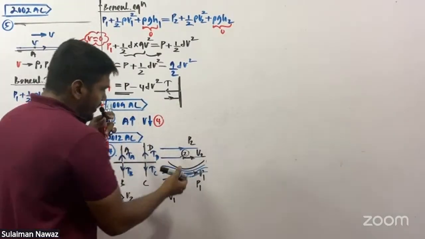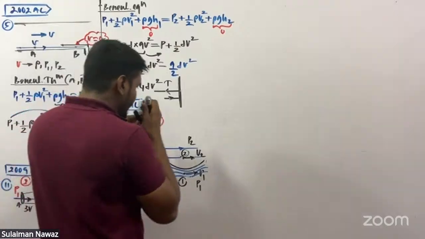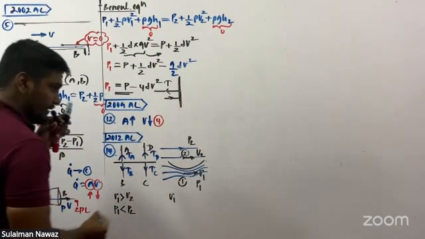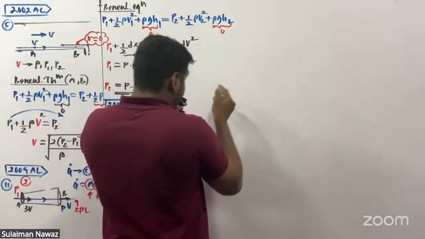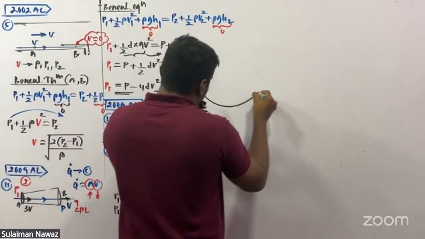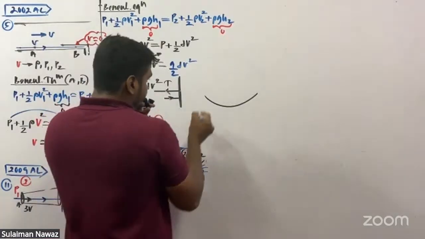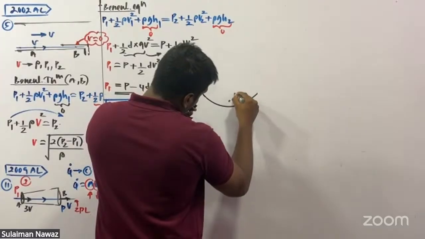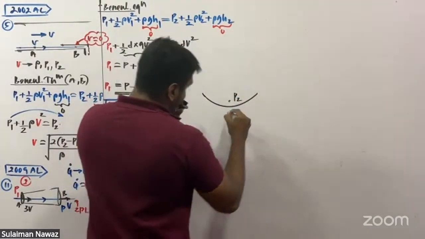Same story on this side. See, if I do this diagram again here, but I erase it. We noticed pressure P2 is larger and pressure P1 is lesser.